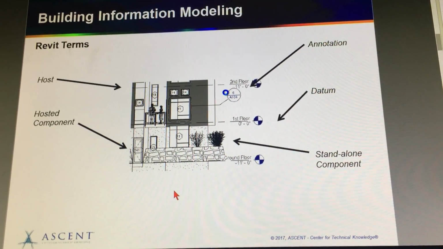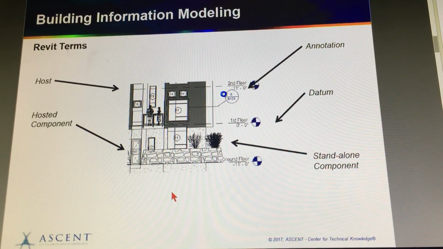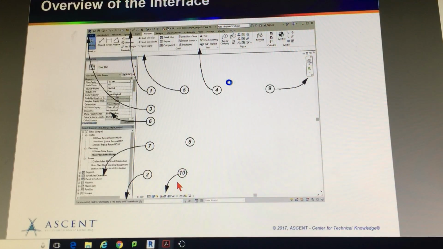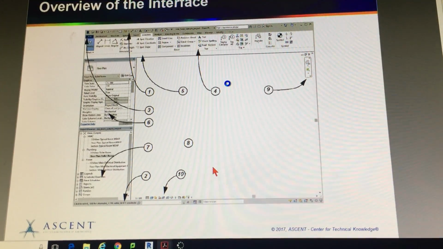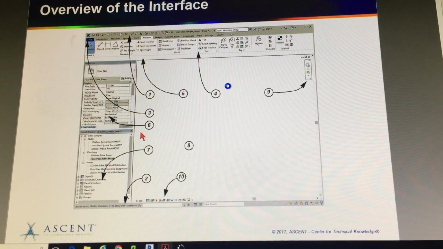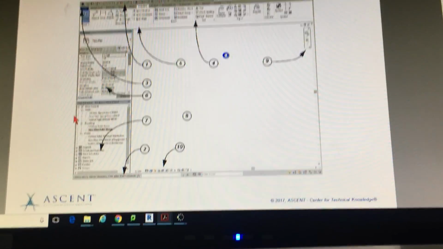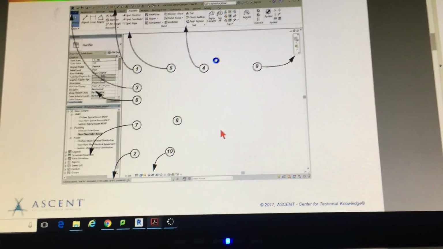Talked about the host items, the hosting components and families, then construction documents, which we're going to get to. Talked about the interface, and the two most important things that we talked about were the properties and the project browser. Those were the two big things, the big takeaways.